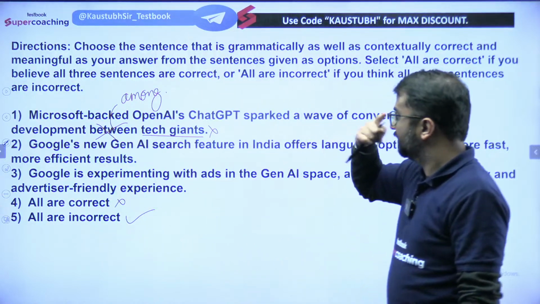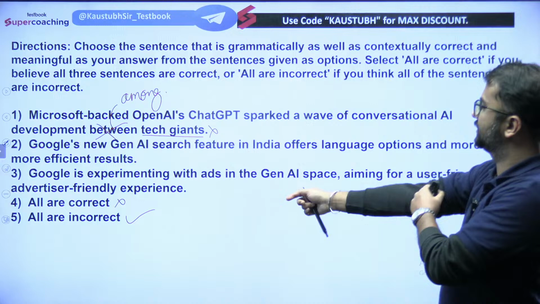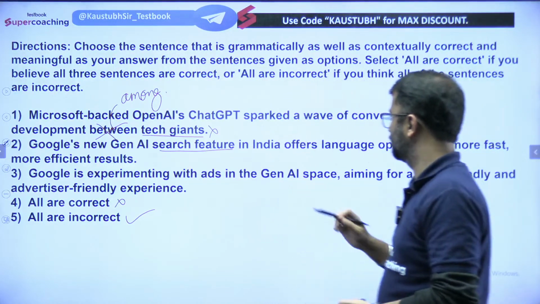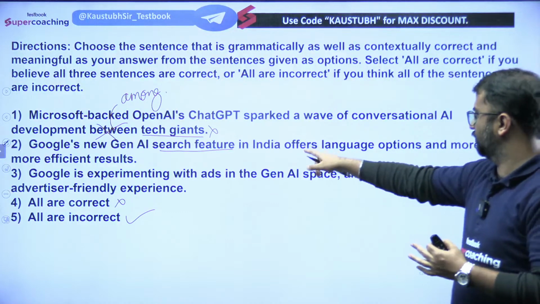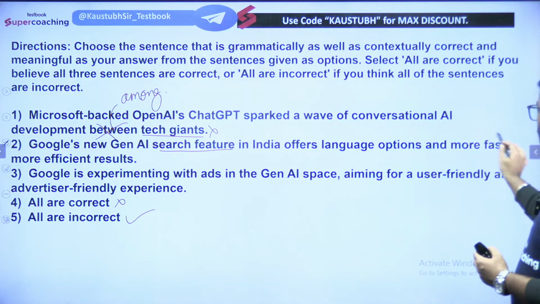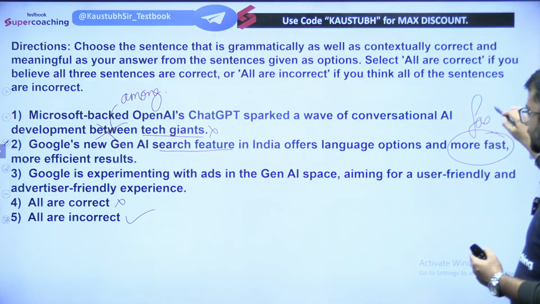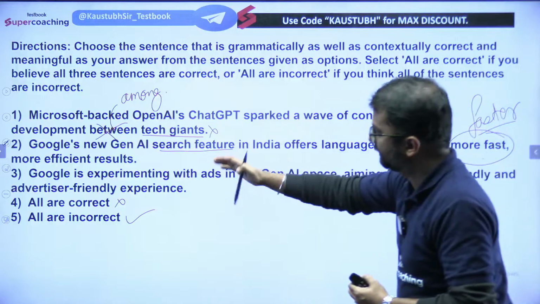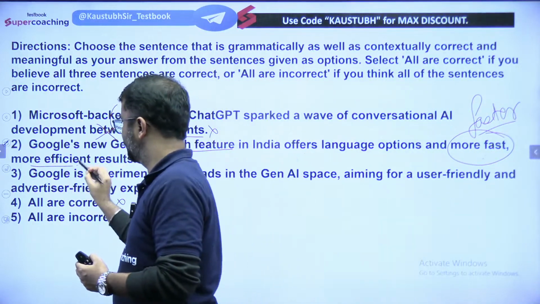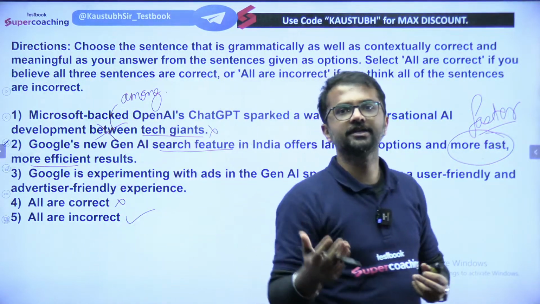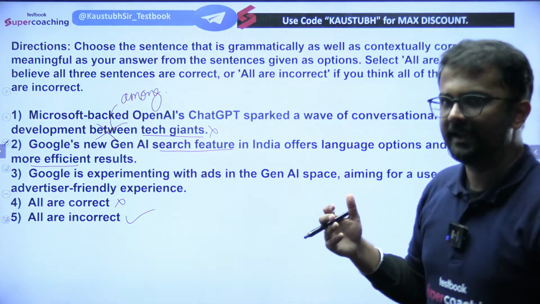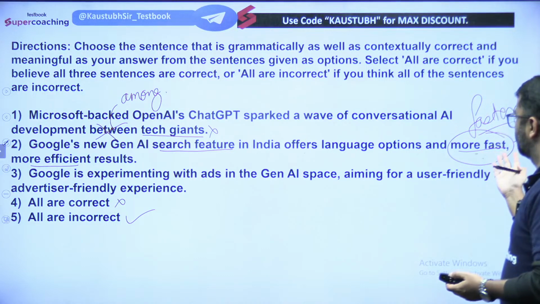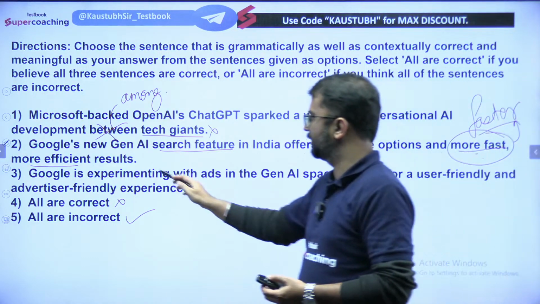Definitely wrong. Google's new generation AI search feature in India, "search feature" can be considered as a compound noun. In India, offers is your verb, language options and more fast nahi, faster and more efficient results. Faster, more efficient results, because "more efficient" is fine, because efficient cannot become efficienter and efficientest. It is an irregular adjective. But here fast can become faster. So "more fast" is wrong. So definitely error in part 2 of the sentence.